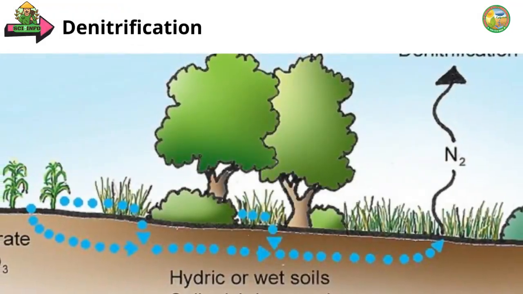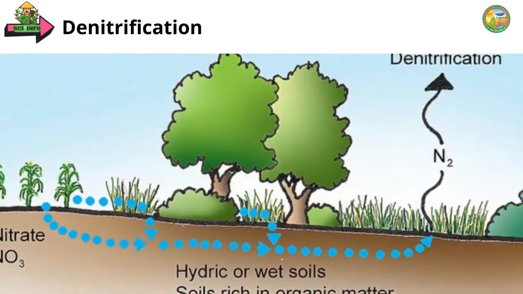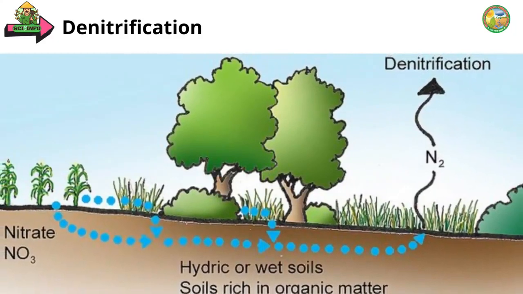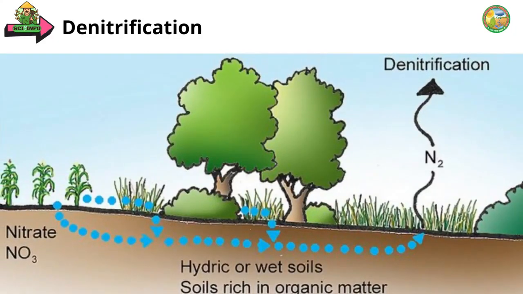Denitrification is the process in which the nitrogen compounds make their way back into the atmosphere by converting nitrate into gaseous nitrogen. This process of the nitrogen cycle is the final stage and occurs in the absence of oxygen.